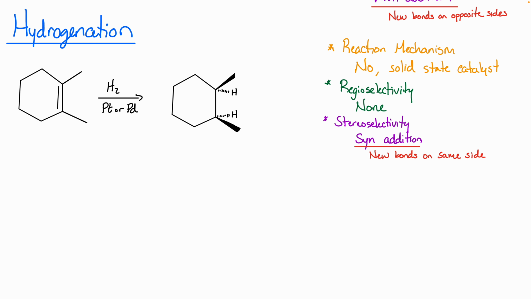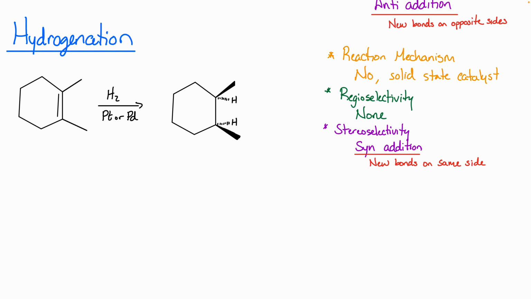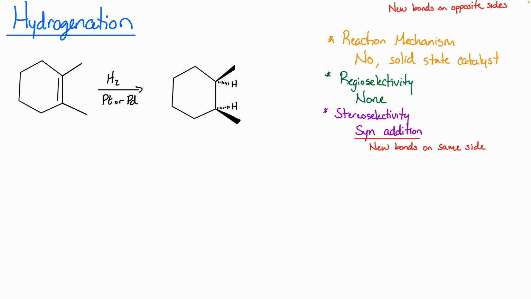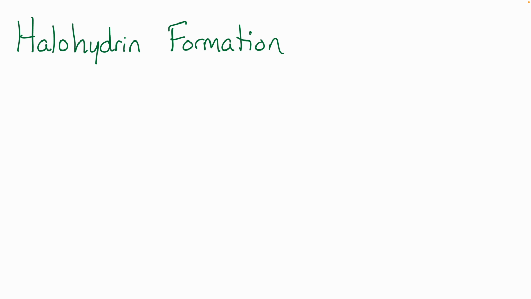All right. So we covered a new reaction here, our hydrogenation reaction. We talked a little bit about it, and then we added it to our list here. So now moving on, we're going to discuss what's called a halohydrin. All right, formation of a halohydrin. So what the heck is that?